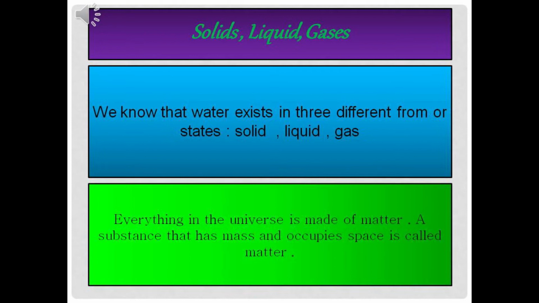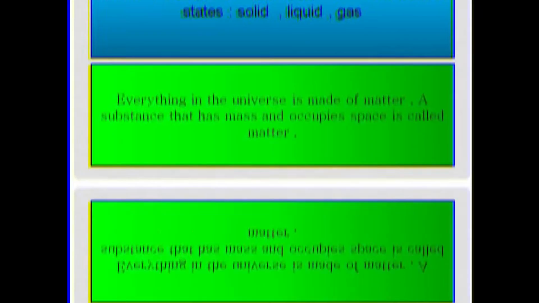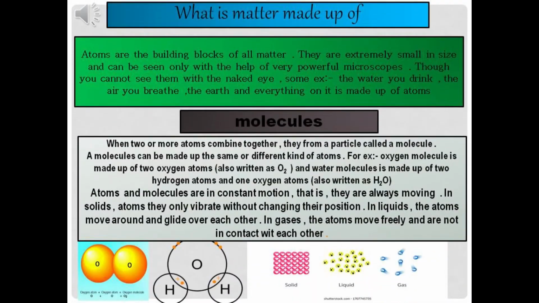Everything in the universe is made of matter. A substance that has mass and occupies space is called matter. What is matter made of? Atoms are the building blocks of all matter.